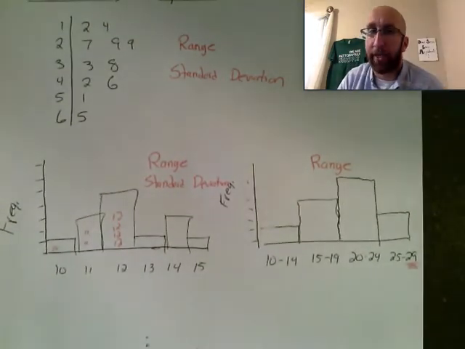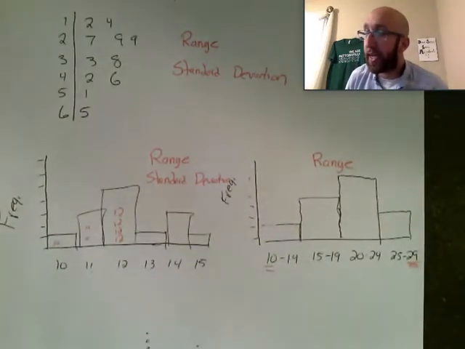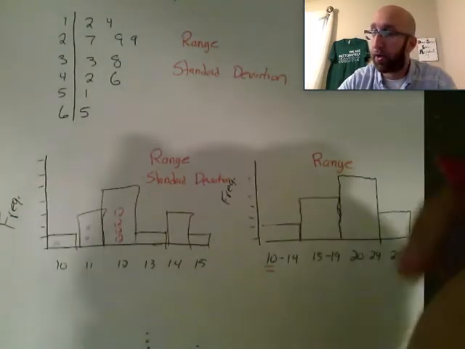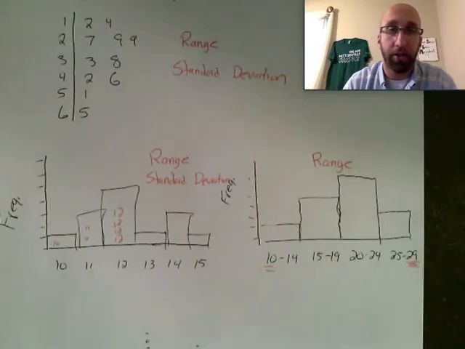So we're going to take the largest data points. The largest possible we could be is 29. The lowest we could possibly be is 10. So you would take 29 minus 10 for a conservative estimate and say, the range is 19.